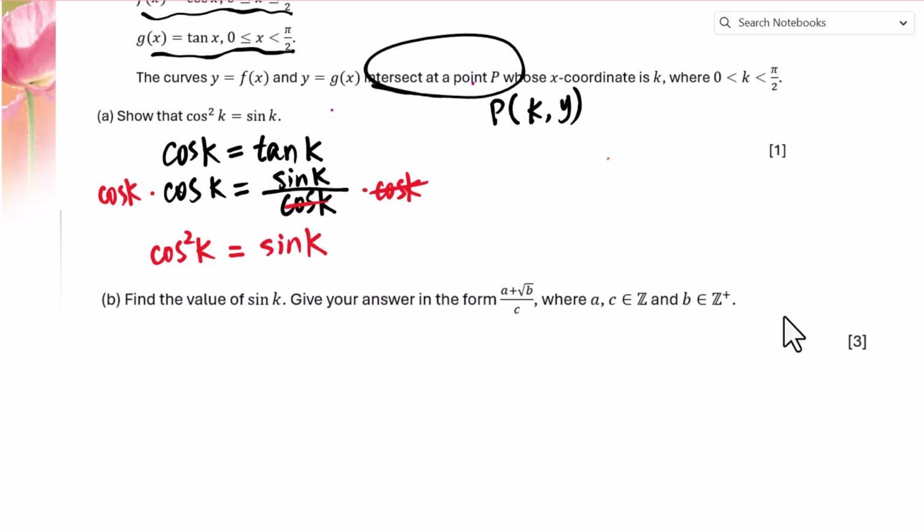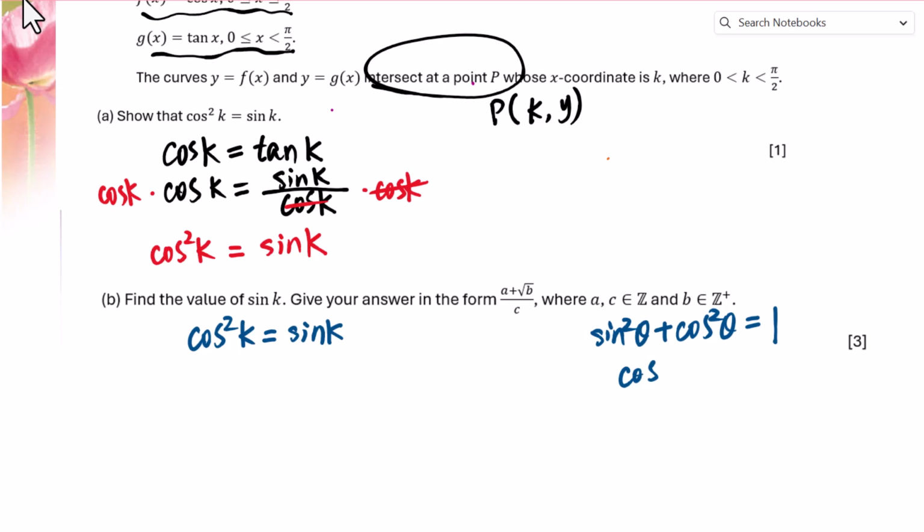Let's go to B. Find the value of sine k. Give your answer in the form a plus square root of b over c, where a, c are integers and b is a positive integer. We know cosine square k equals sine k. We also know sine square theta plus cosine square theta equals 1. So cosine square theta equals 1 minus sine square theta. In other words, cosine square k equals 1 minus sine square k.